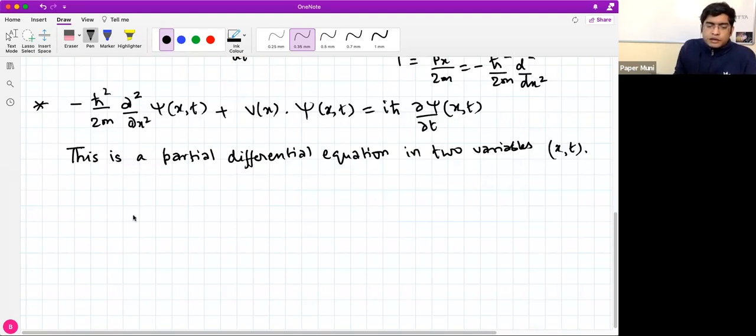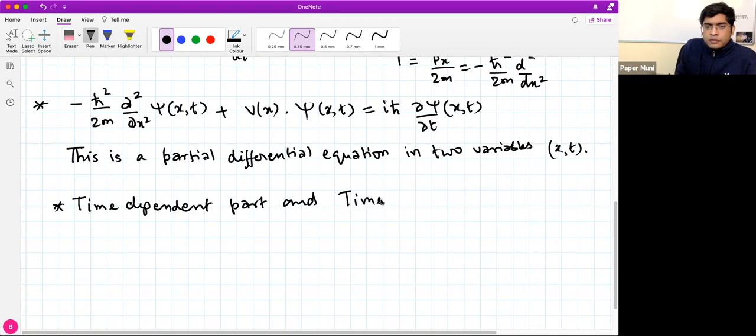Now we separate this into two parts. The way we solve a partial differential equation is by using separation of variables. So we have the time dependent part and the time independent part. We have two parts here.